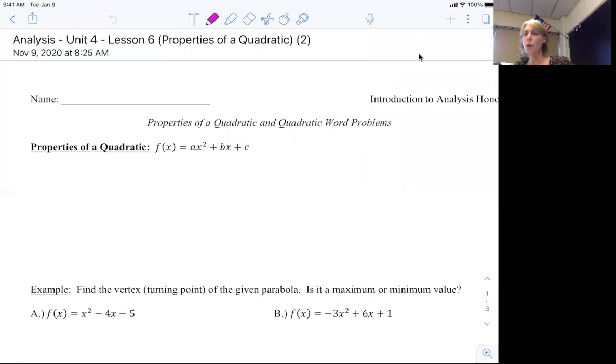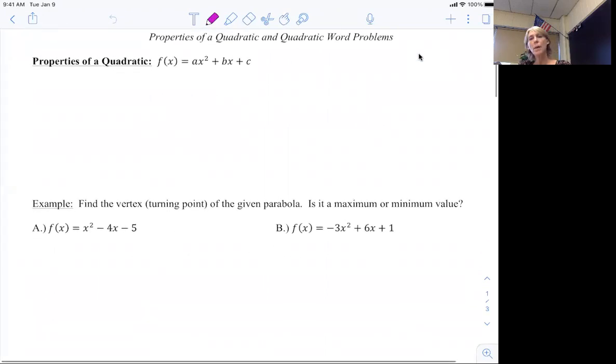Hey everyone, today we're on Unit 4, Lesson 6, which is Properties of a Quadratic. So today we're going to start with just the basic quadratic equation.